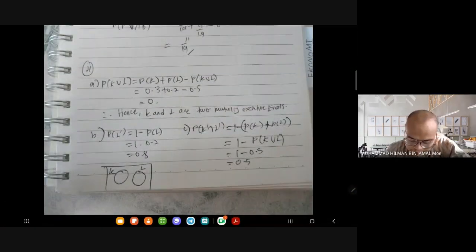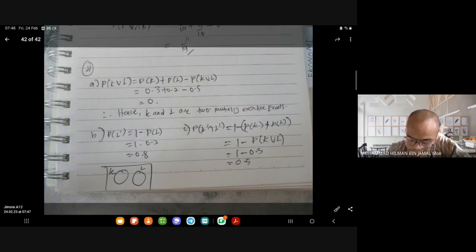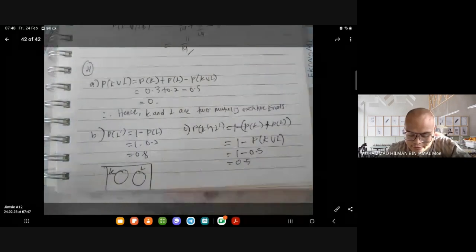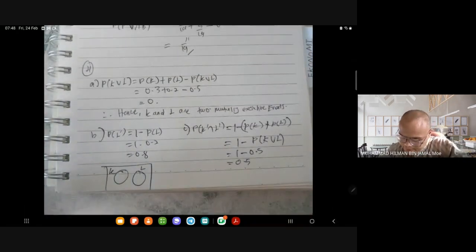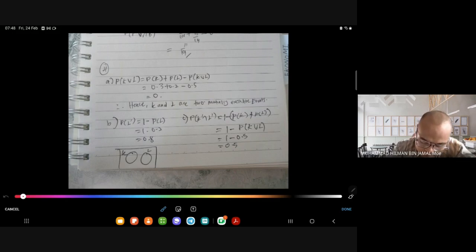Okay, so for the first question, we need to determine whether the KNL is a mutually exclusive event. So like I said before, it's totally sama dengan soalan tadi. So basically, we just need to prove yang K intersect L is equal to 0. So this one, K intersect L is equal to 0. Okay, then dia adalah mutually exclusive event. Okay, yang kedua pun sama juga.